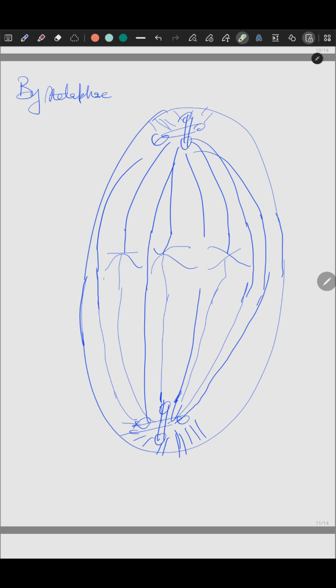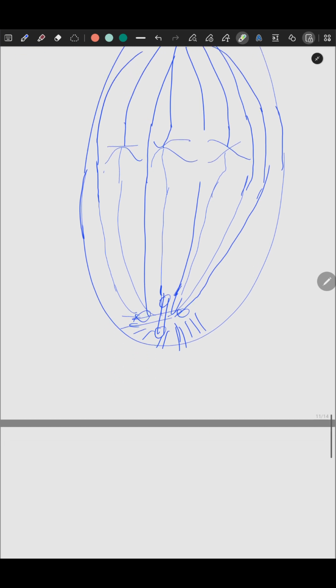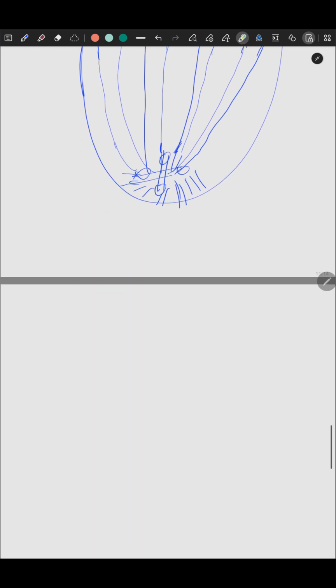Moreover, we can see the asters. These asters are also connected to the cell membrane. Okay, they help in the anchoring of the spindle, like they'll provide the shape of the cell division.